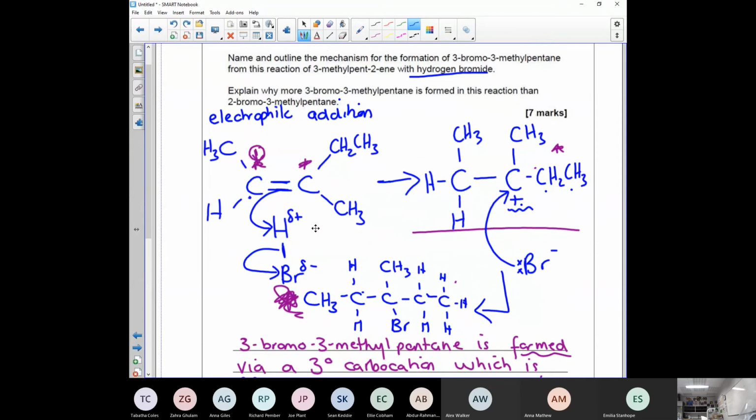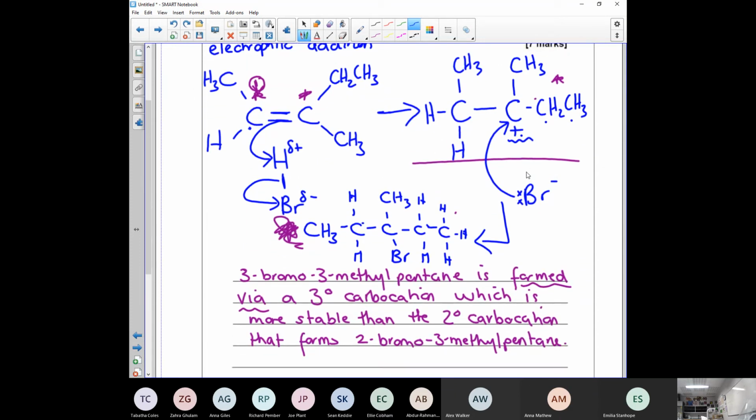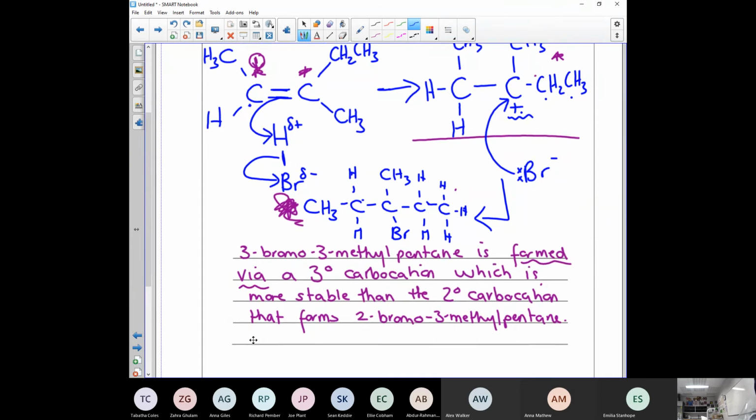So name and outline. I did name it. Whenever you see outline the mechanism, it wants you to draw the curly arrows. That is what I've done. I've formed the correct product via the correct intermediate, and then I've explained why that product forms more than the others. Cool. So that's a trickier one.